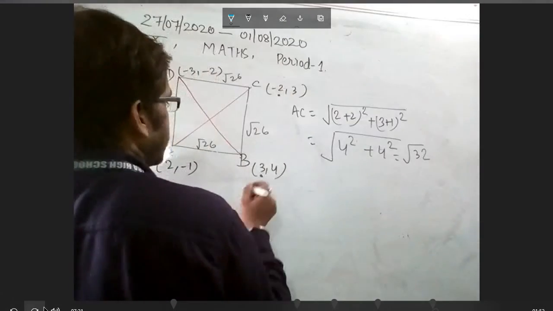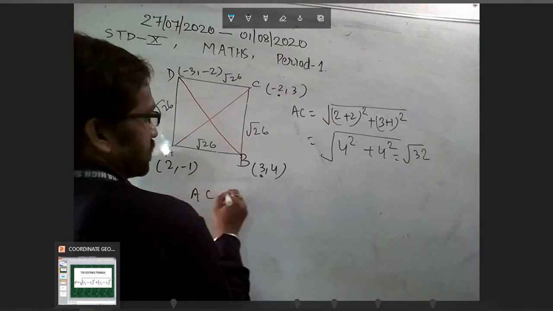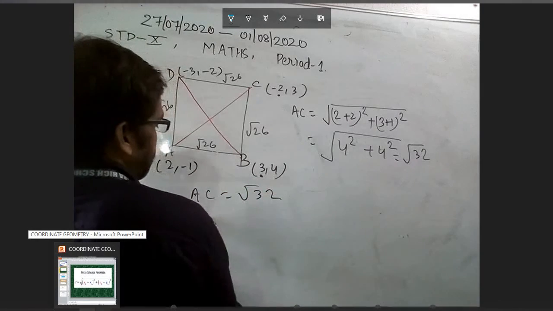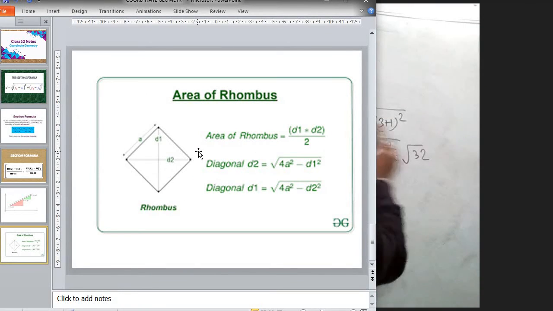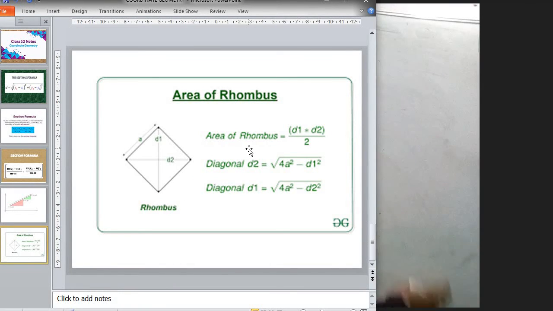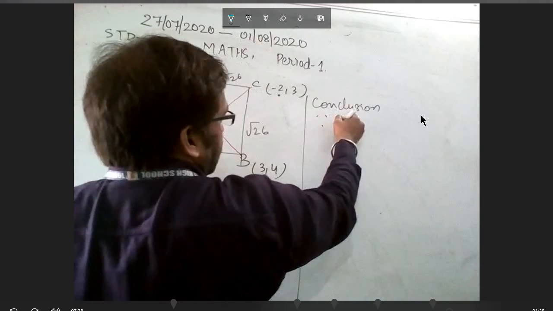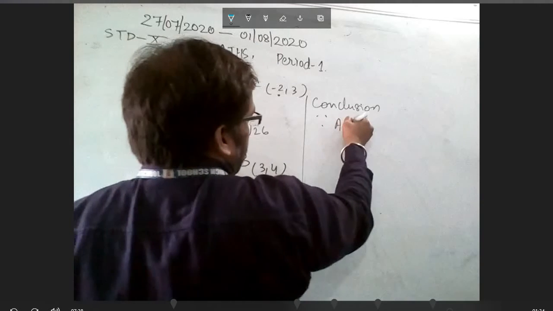Now we have to find the area of that shape, and we know the area of a rhombus. Area of a rhombus is diagonal 1 into diagonal 2 by 2. This is the area of the rhombus formula. Okay, see here. So what conclusions have we got? I am writing that only. See one time what the conclusion is.